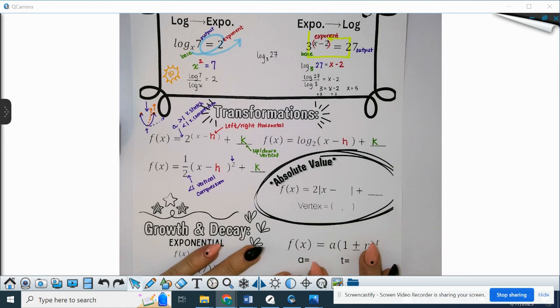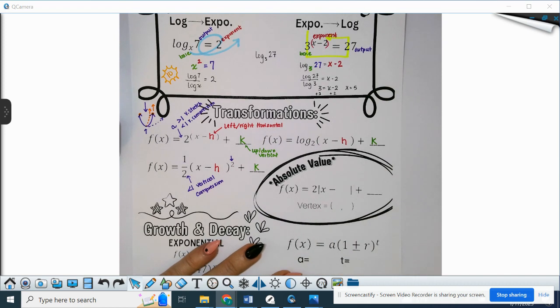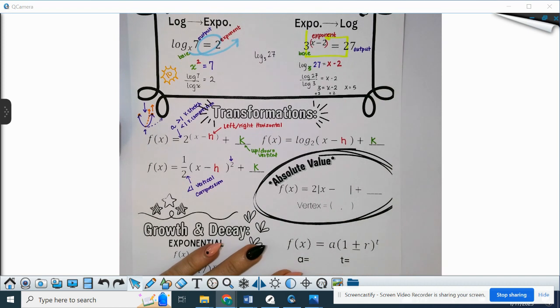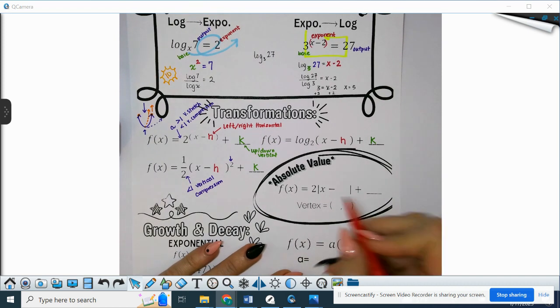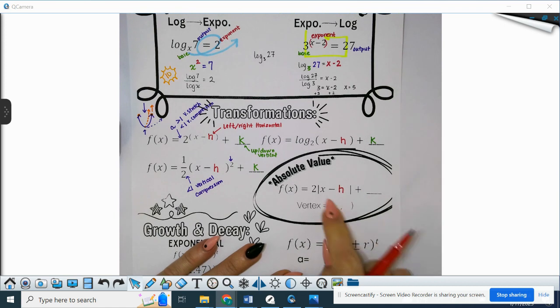Now, absolute value. The reason I circled this is, in my opinion, you're going to see more of your transformations and conversations with absolute value. So again, they're not parentheses, but it's the absolute value bars. If it's inside with the x, we're going left, right.